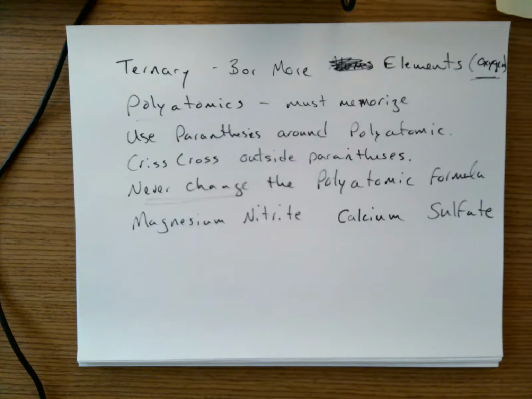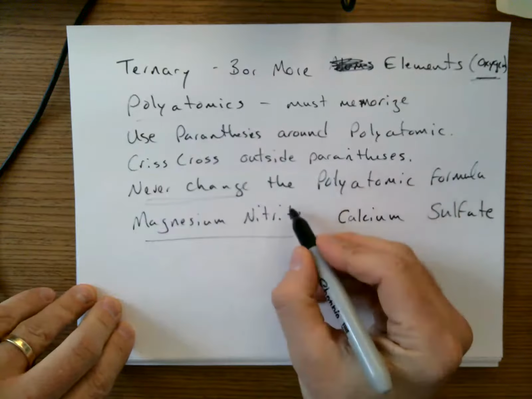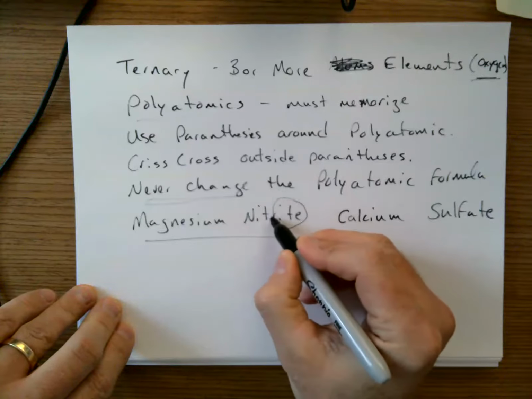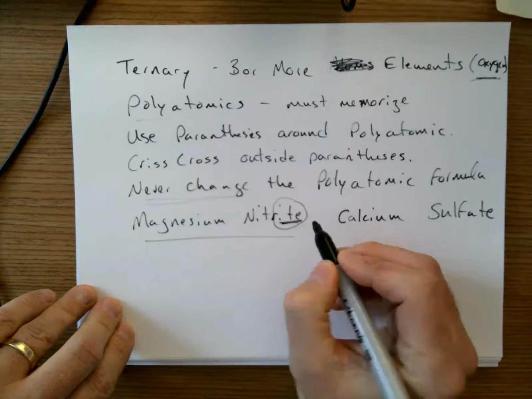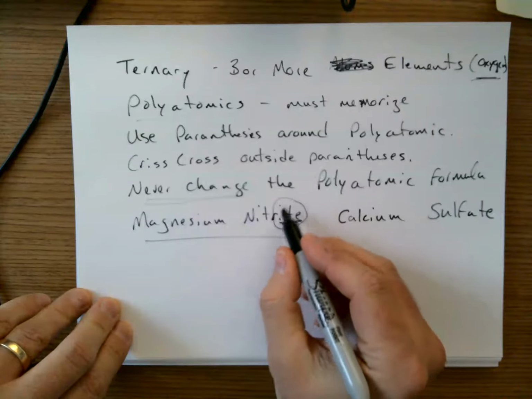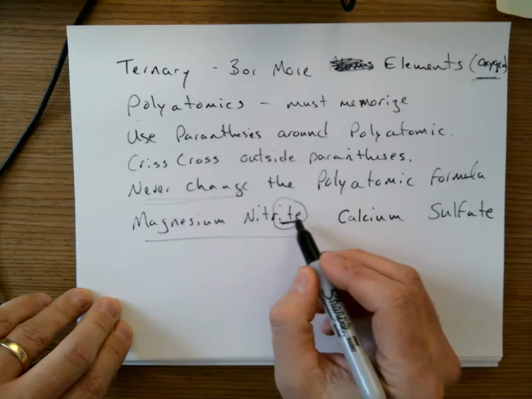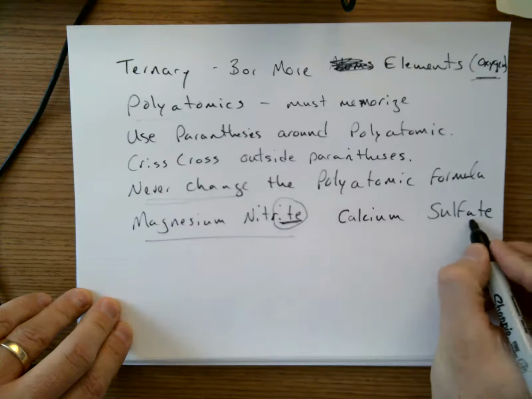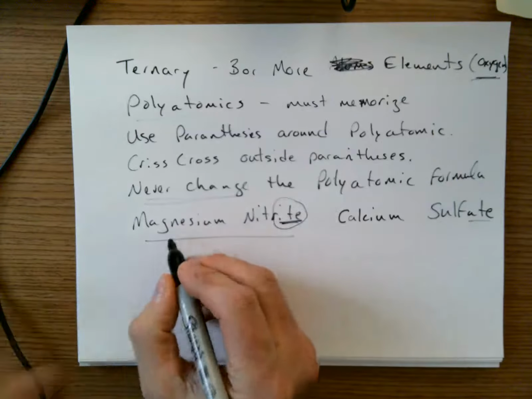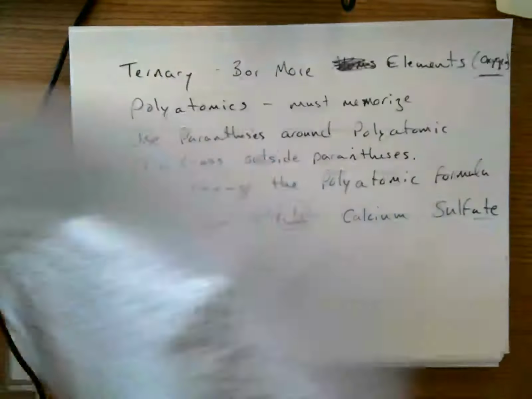So let's look at these two right here. Magnesium nitrite. Now first off, I'm going to notice that I've got that ITE ending there. I don't have an IDE ending. This is what's going to tip you off that this is a polyatomic. If it ends in ite or ate, it's going to be a polyatomic. Magnesium, again, straight from the periodic table, oxidation number of 2.